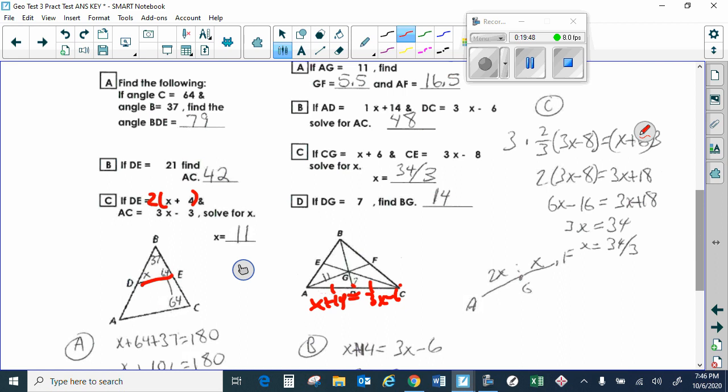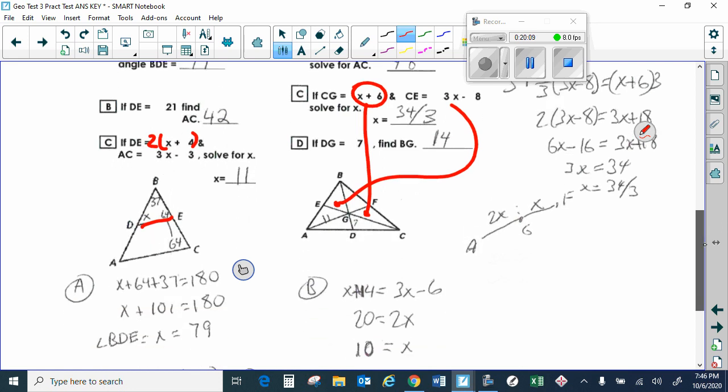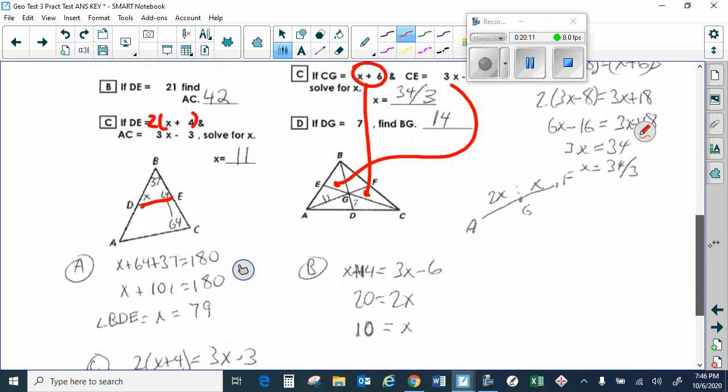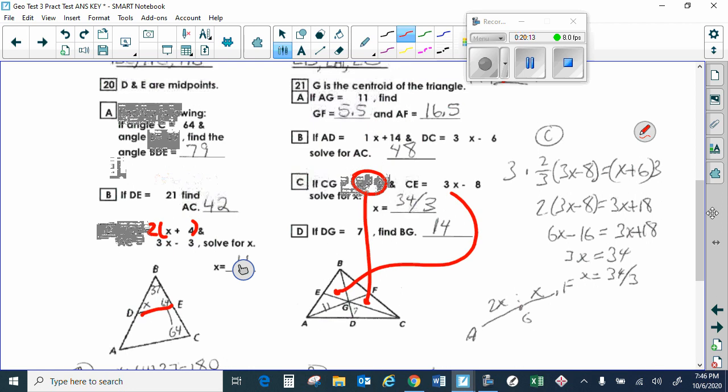If the length from C to G is x plus 6. C to G is x plus 6. Remember, that is going to be 2 times this other one. CE is 3x minus 8. So that means I have to double this CE one to equal x plus 6. So I look down here at C. Where do I have C here? C is up over here. Here's C.